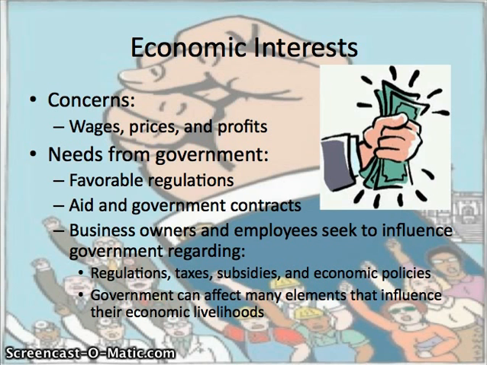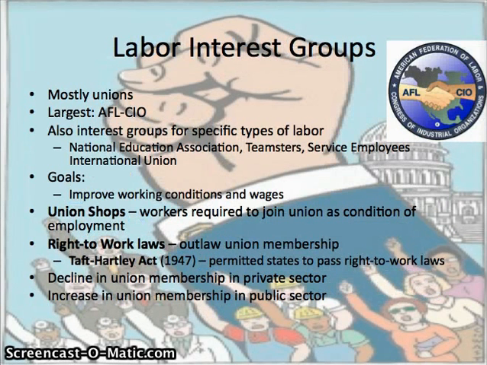There are two kinds of economic interest groups, and they're very different. The first one is labor. Most labor interest groups take the form of unions, right? And the largest labor interest group is the AFL-CIO, which you could consider in effect a union of unions. It's a very large organization of union members. So that in itself is a union that has a bunch of unions in it.